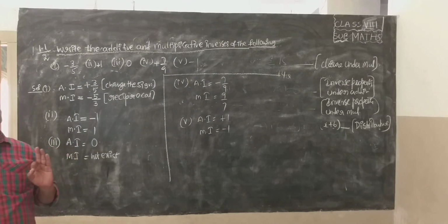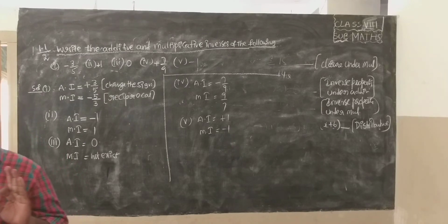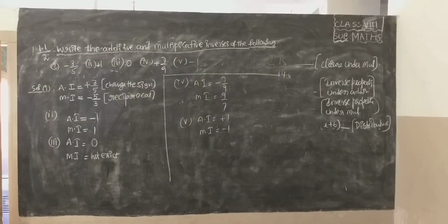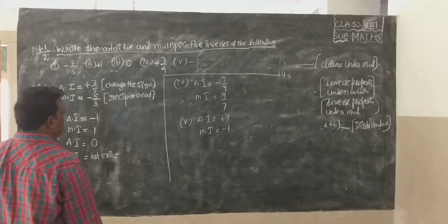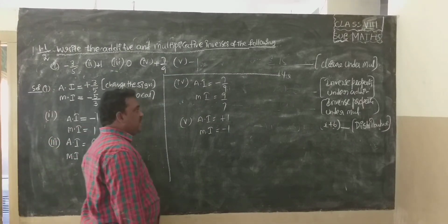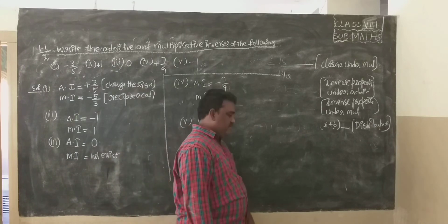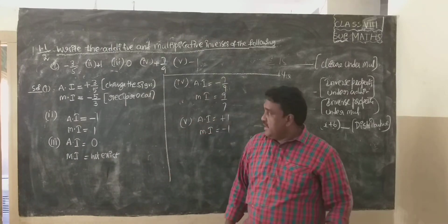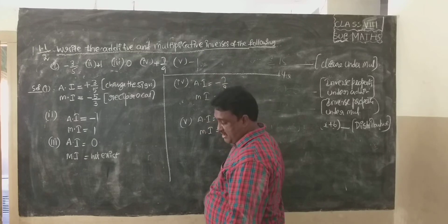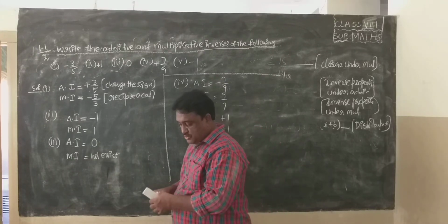Fourth one, plus 7 by 9. What is the additive inverse of plus 7 by 9? How to get the additive inverse for plus? It becomes minus. So for plus 7 by 9, the additive inverse is minus 7 by 9. Multiplicative inverse, 9 by 7. Next, similarly for minus 1. This is problem number 2.